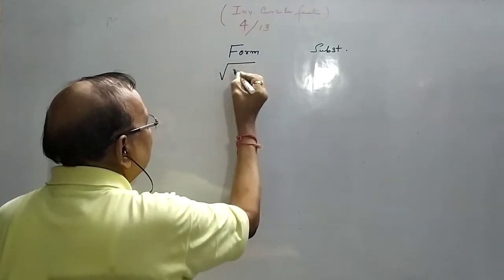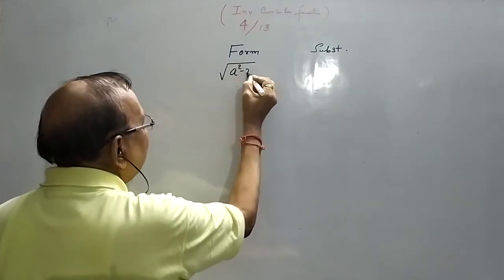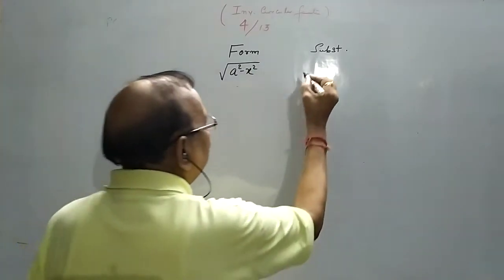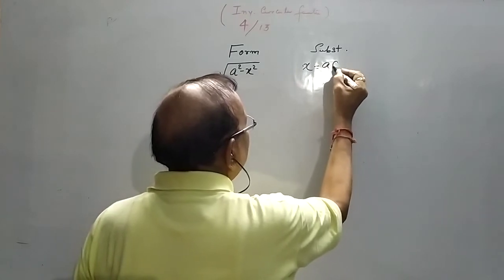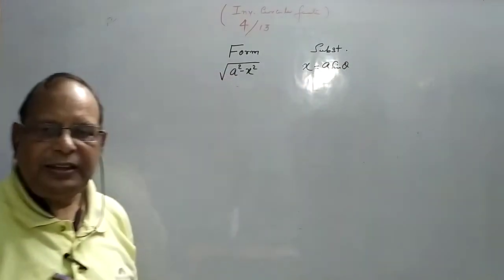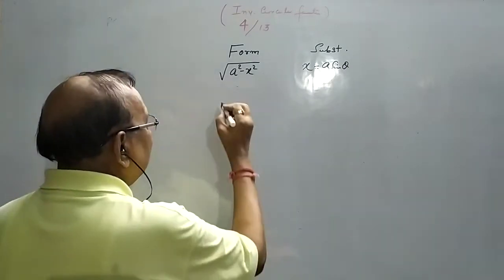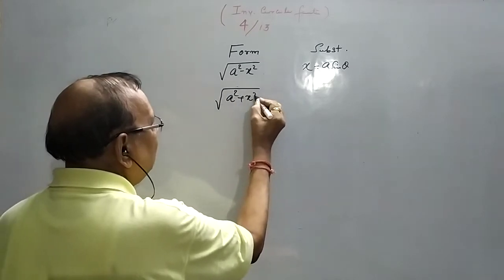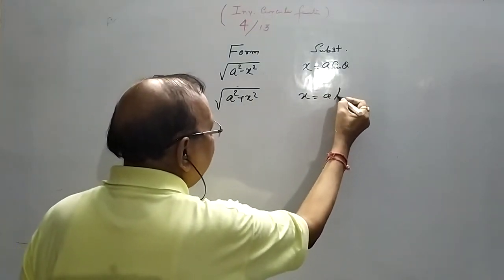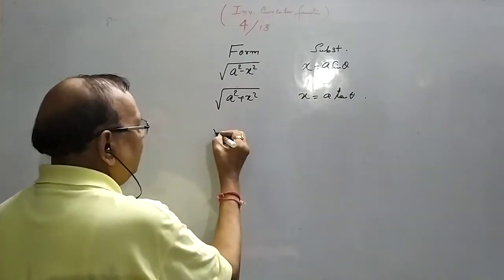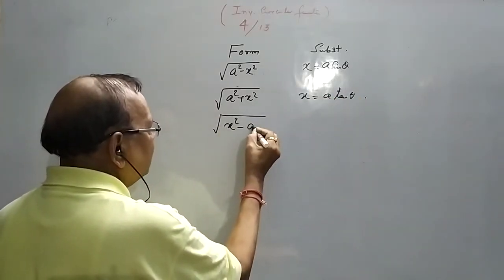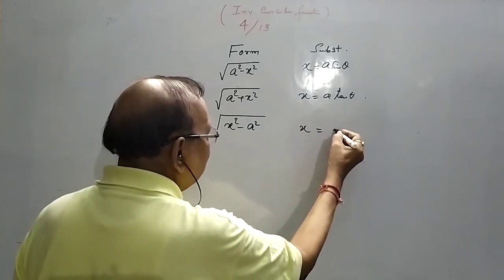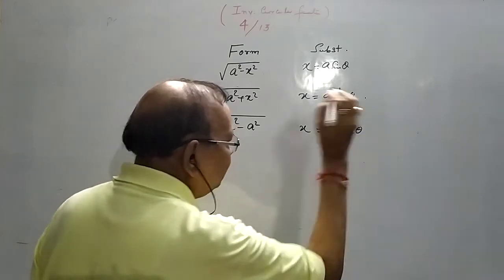Suppose the form is a square minus x square. Advisable, x is equal to a sin theta, so that it may be rational, as you might be observing. Similarly, for a square plus x square, you may put x equal to a tan theta. For x square minus a square, we may substitute x is equal to a sec theta.